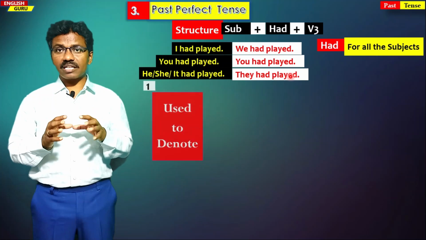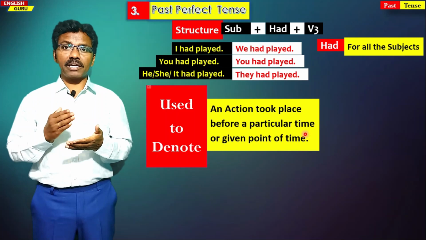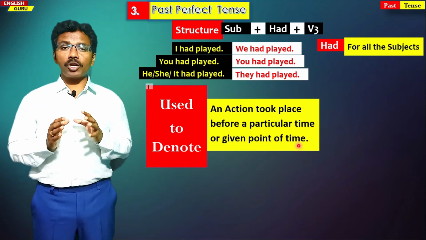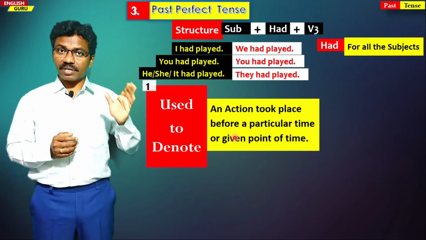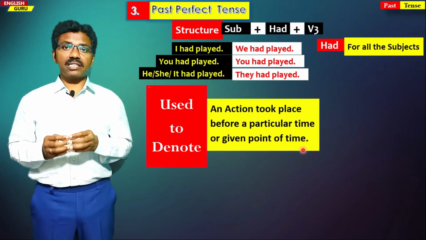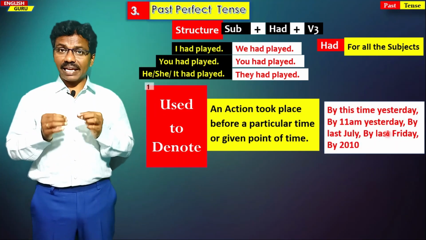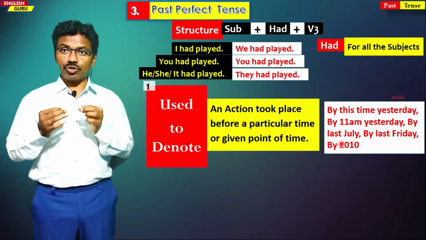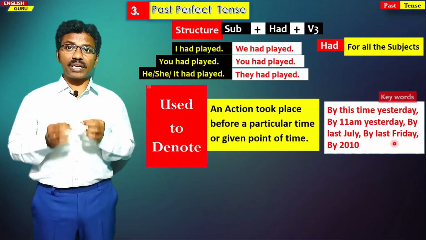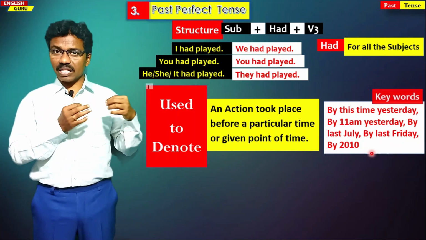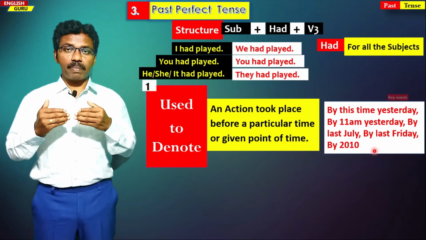And past perfect tense is used to talk about an action that took place before a particular time or given point of time in the past. And there are certain keywords like by this time yesterday, by 11 a.m. yesterday, by last July, by last Sunday, by last Friday, by 2020 or by 2010. So these are all the keywords that are used in past perfect tense.